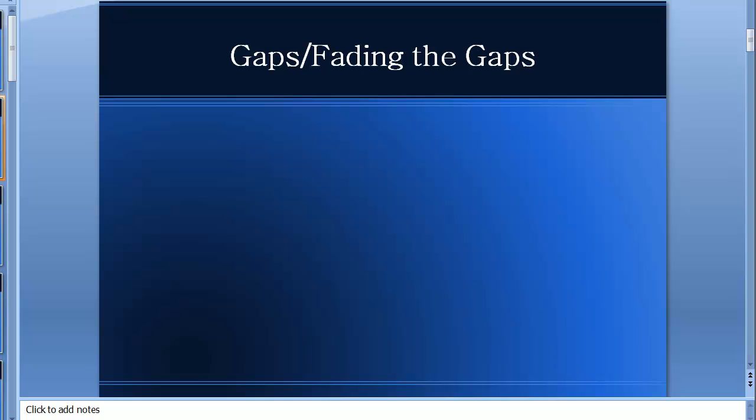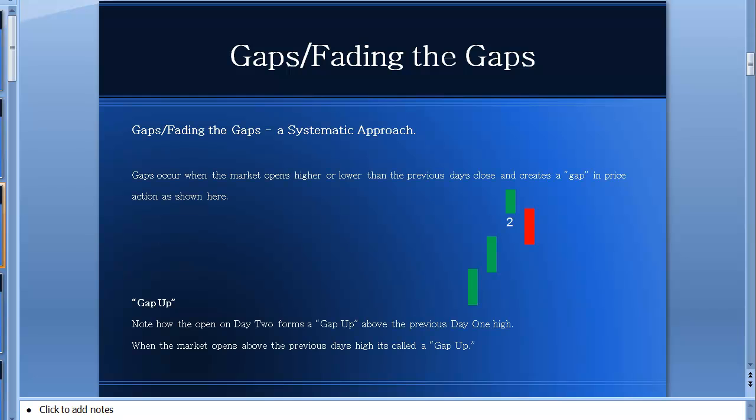This is tutorial 2, gaps, or fading the gaps. Gaps occur in the market when price opens higher or lower than the previous day's close and creates a gap in price, as shown here.